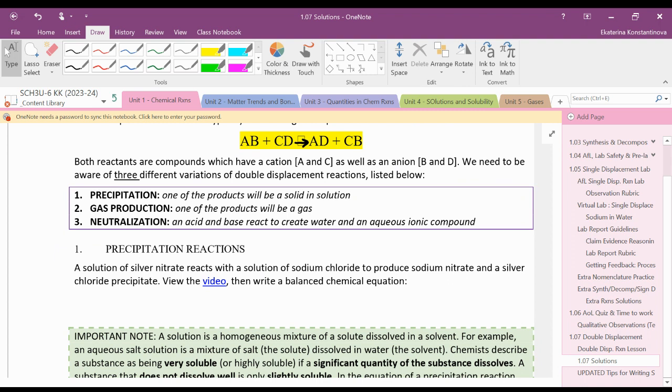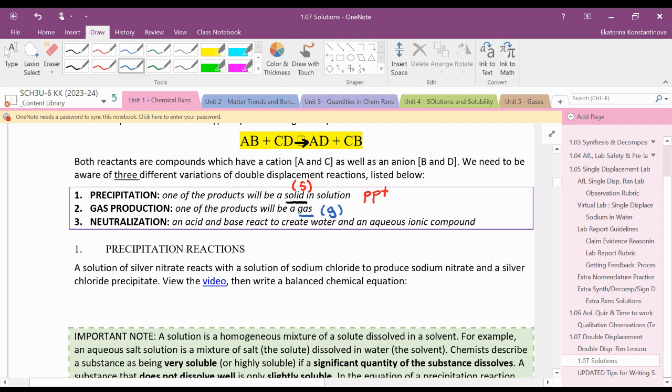Precipitation: this is when one of the products will be a solid in solution. The short form for precipitate is PPT. Sometimes you'll see me write it on the board, but your state is solid whenever a precipitate forms. There's also gas production, when one of the products will be a gas. If something is a gas, your state is a G beside it.